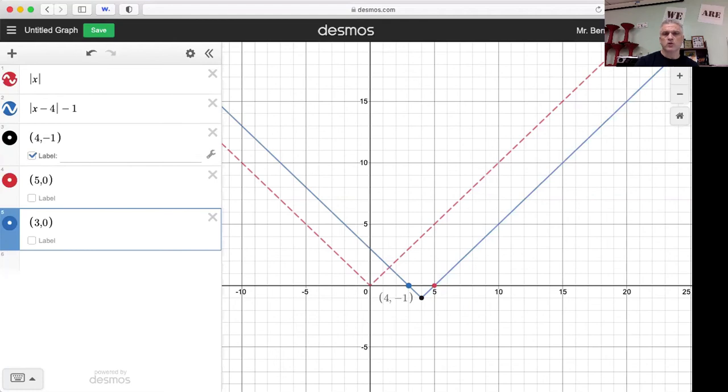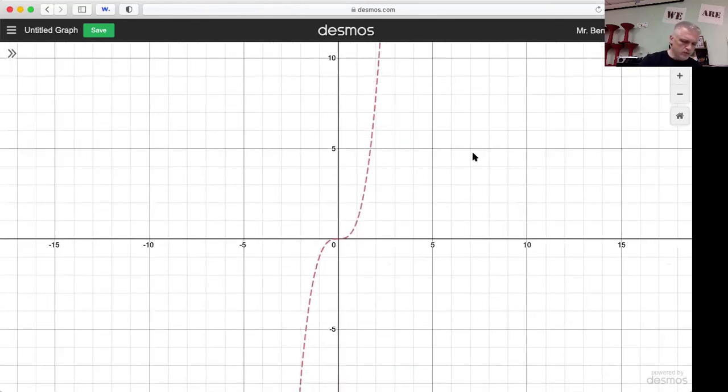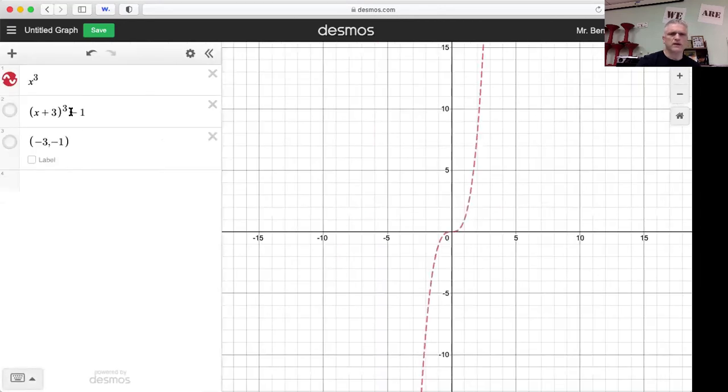Now let's go on and look at question number 2. Okay, so if we begin with the parent function, and we're looking at number 2, based on this graph, we're gonna graph (x plus 3) cubed minus 1. Okay, so there's a plus 3, and there's a minus 1. So that tells me that plus 3 means we're gonna move left 3 units, and the minus 1 tells me we're gonna move down a unit. So we're gonna be right there at (-3, -1). So 3 to the left, down 1.